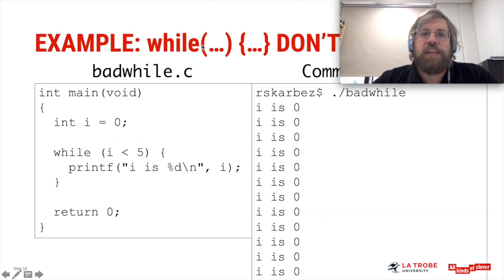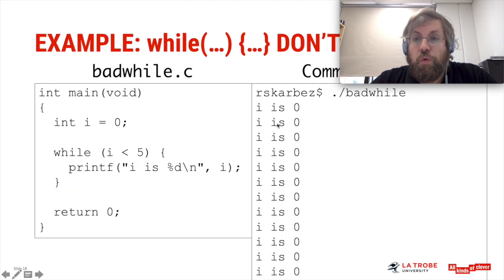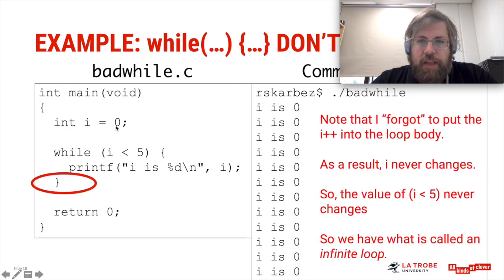So here's an example of how not to do it. I have the same program as last time. The only difference is I've taken out the i++. And so what happens now is we get i equals 0 until the end of time or until your computer melts down, right? The reason for that is that I forgot to put i++ into the loop body. So i never changes. The value of the controlling statement never changes. So we have what is called an infinite loop.